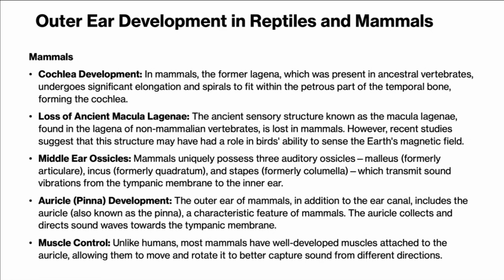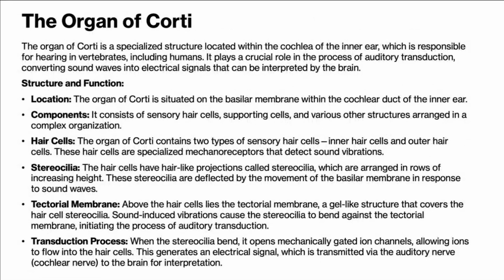We mentioned that the pinna collects and directs the sound waves into the canal, to the tympanic membrane. Unlike humans, most mammals have well-developed muscles attached to their pinna, their outer ear. This allows them to move and rotate their outer ear so that they're able to capture sounds from different directions. A good example of animals that do this are cats. Cats are able to rotate their ears in the direction of sound in order to better hear what is going on. I'm sure a lot of you have seen this before.